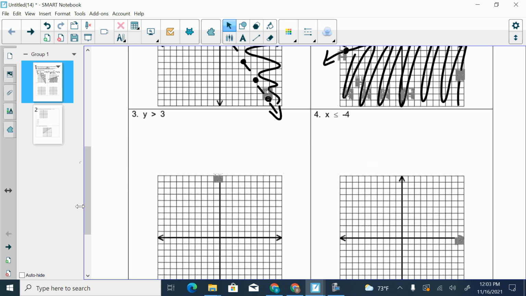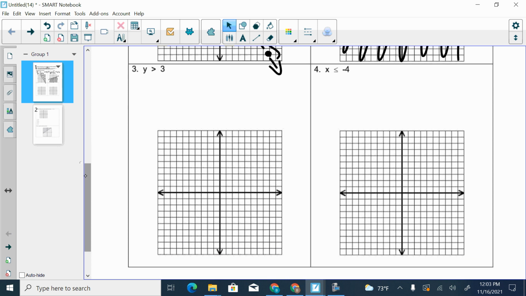Okay, number 3. So this one is kind of like what we were talking about in our last unit. It has y is greater than a number, but there's no x, right? So remember we had vertical lines we were drawing and horizontal lines we were drawing. Those were the ones that were just a y and an x. Okay, so number 3 says we need to be where y is greater than 3.